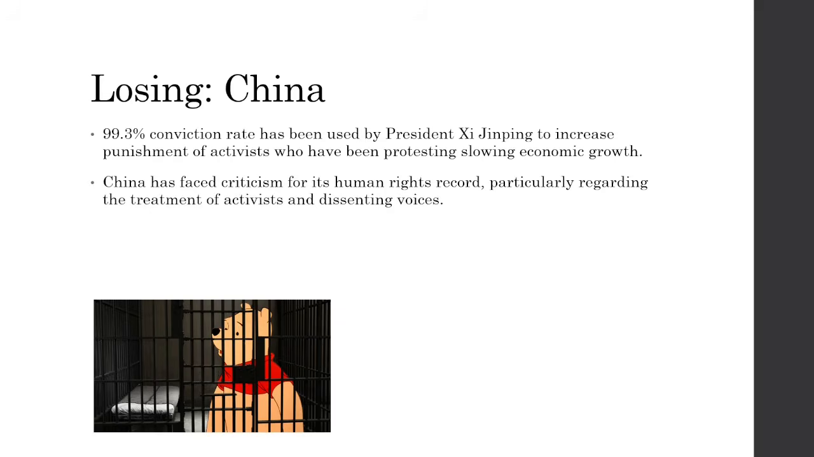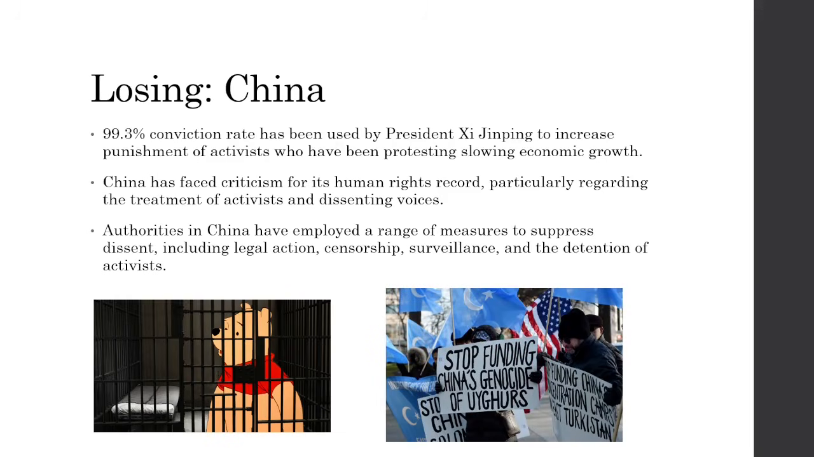China has faced criticisms for its human rights record, particularly regarding the treatment of activists and dissenting voices. The dissent hasn't been particularly violent, but their responses have been particularly violent. And they've put people in concentration camps that are very, very unsafe. So authorities in China have employed a range of measures to suppress dissent, including legal action, censorship, surveillance, and the detention of activists. So basically, if you make a picket sign against the government, you're going to be detained for a long period of time.